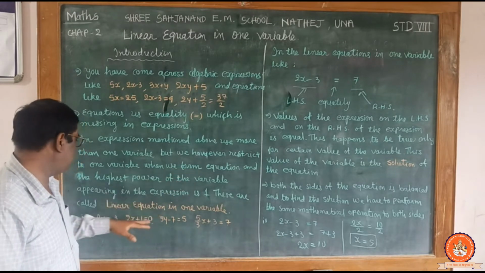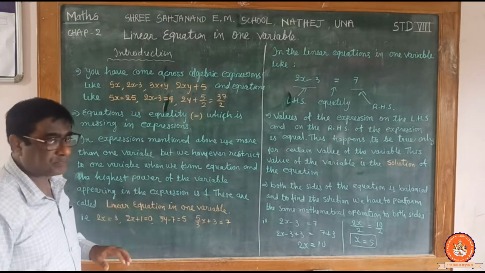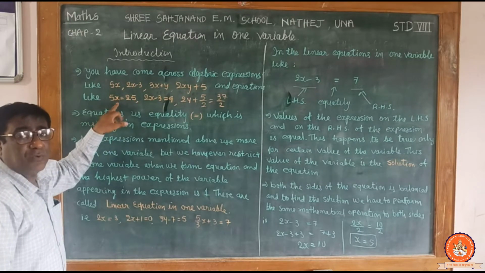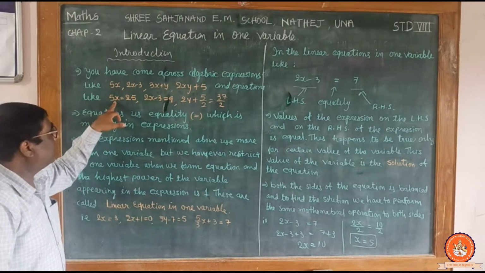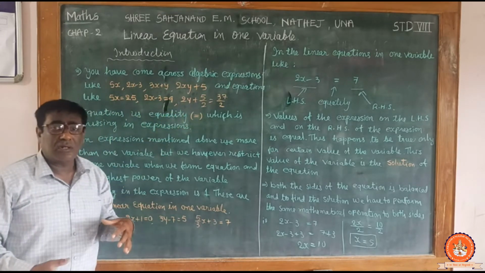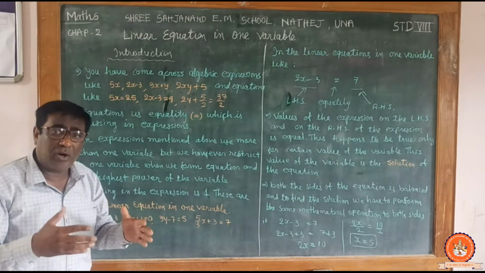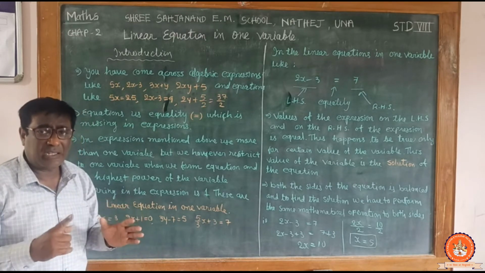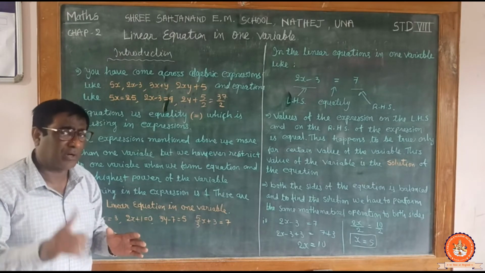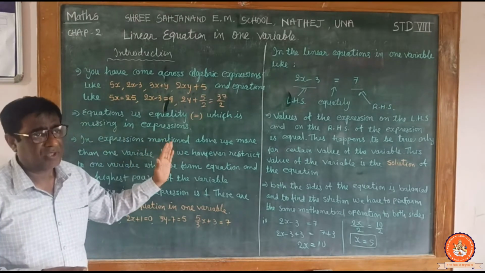When we form the equation, the highest power of the variable occurring in the expression is 1. Look at it, highest power of variable. X has one power, 1 degree. Here also, here also. So we are going to use equations with expressions using only one variable, either x or y or z. Only one variable you can see in the example in the equation.